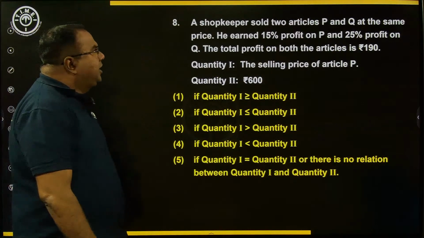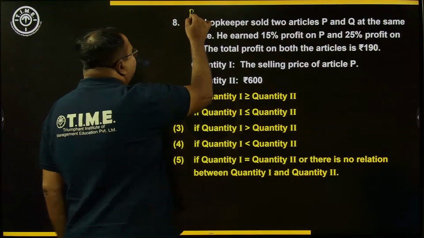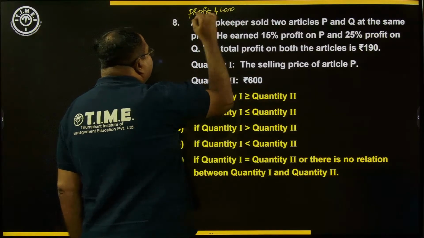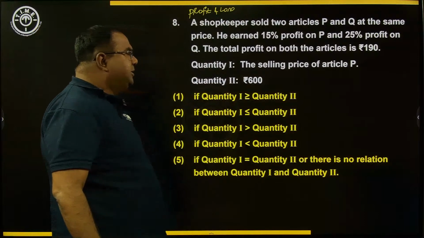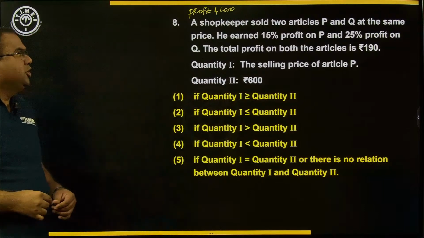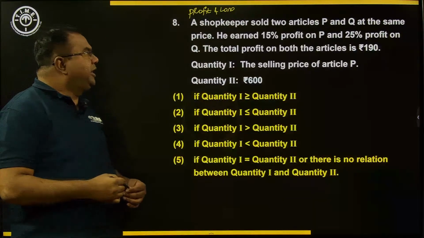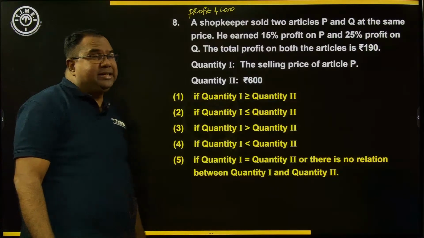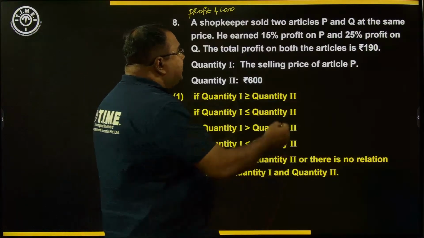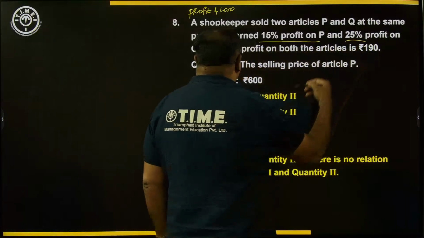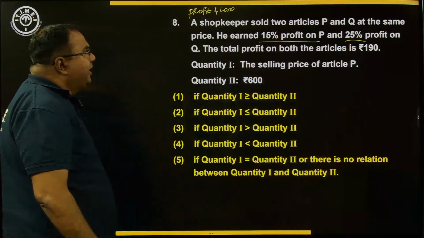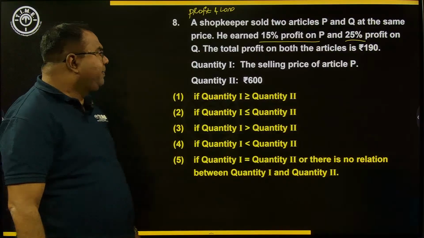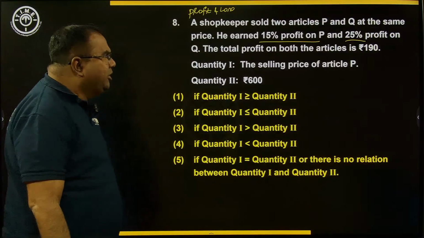Okay, this is a profit and loss question. Question based on profit and loss concept. Let us try this, students. Shopkeeper sold 2 articles P and Q at the same price. Okay, what is same? Selling price is same. He earned 15% profit on P, 25% profit on Q. Total profit on both the articles is 190. Quantity 1, selling price of article P, quantity 2, 600. No need to simplify quantity 2.